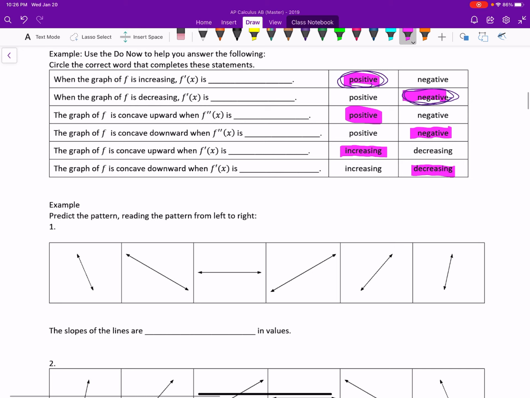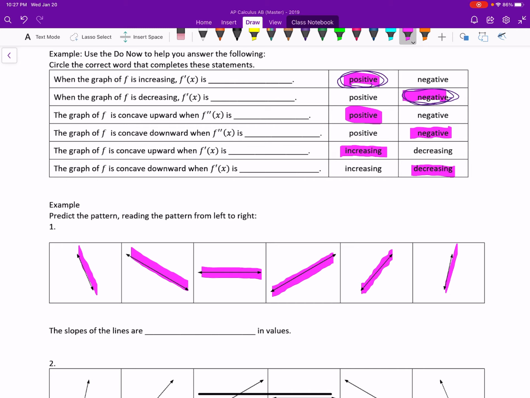So let's see if this pattern makes any sense. It says predict the pattern, reading the pattern from left to right. So I should say the slope of the pattern. The slope of the lines, look, this is negative. This is also negative, but less steep. Now this is 0, and this one here starts being positive, and then also positive but steeper, and also positive but even steeper. So we're going from negative to positive values.